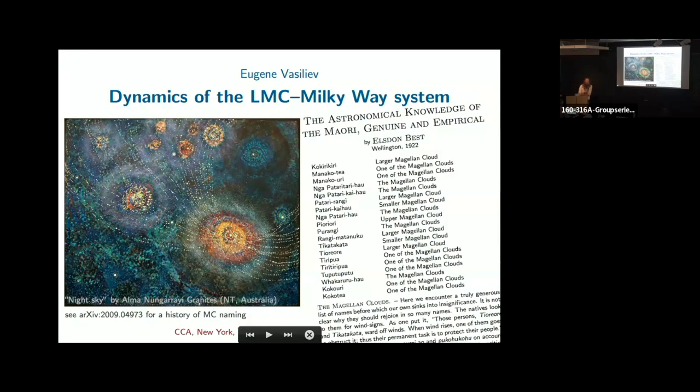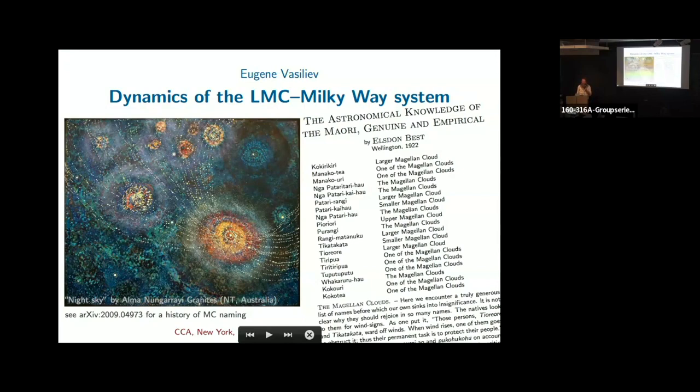And as another example of a culture that has not been mentioned so far, there are the names of the Magellanic Clouds in the Maori language, which I find quite exciting. My favorite one is actually Tika Takata and Ti Ore Ore. And there is a whole paper discussing the names of the system.